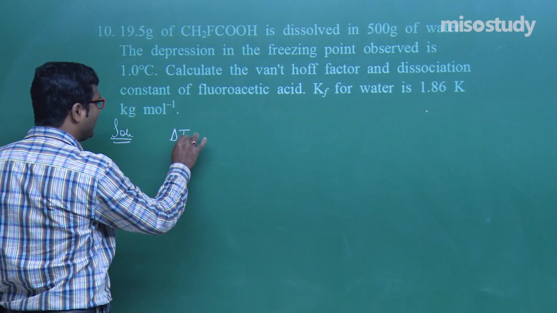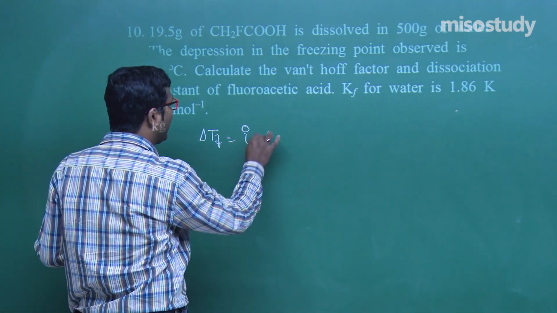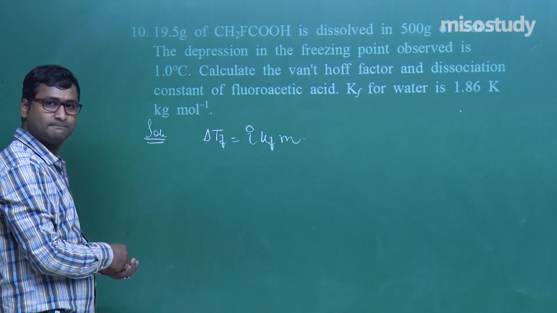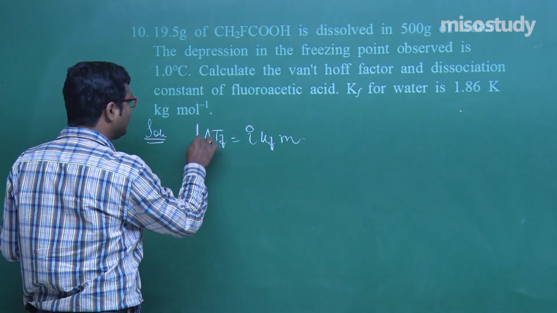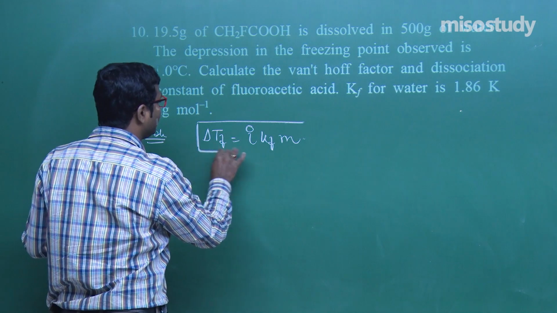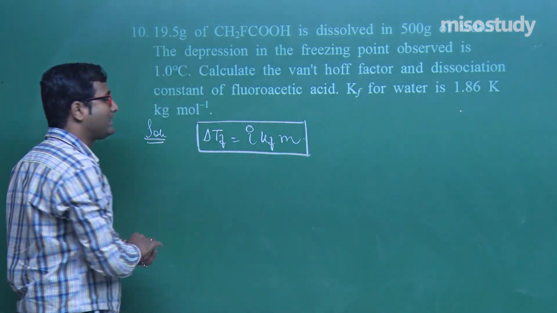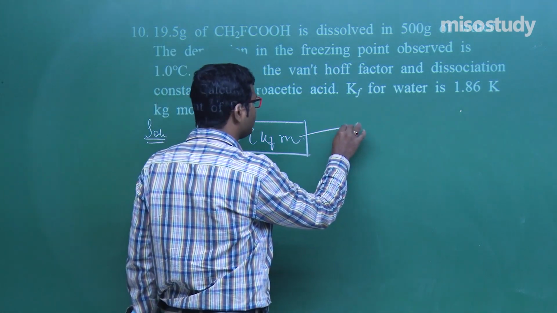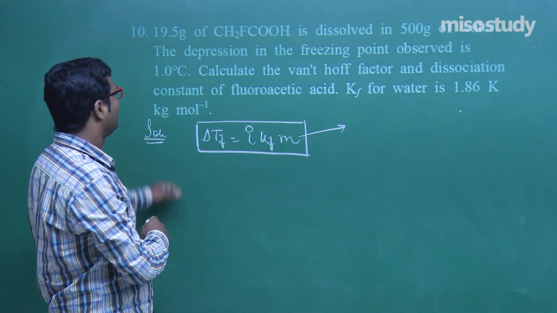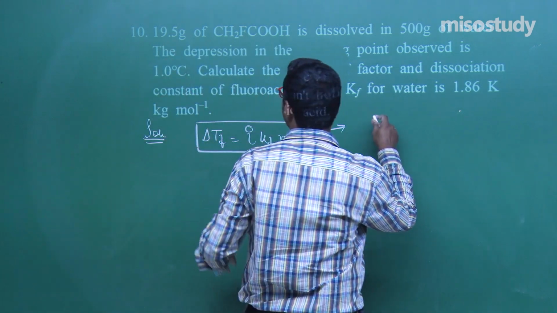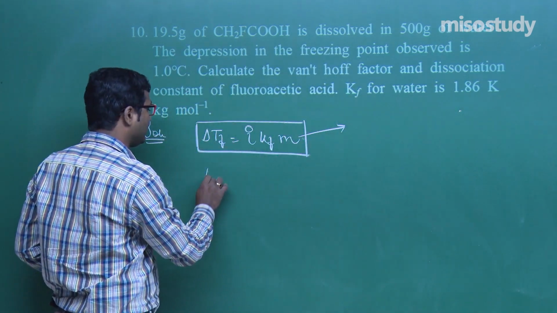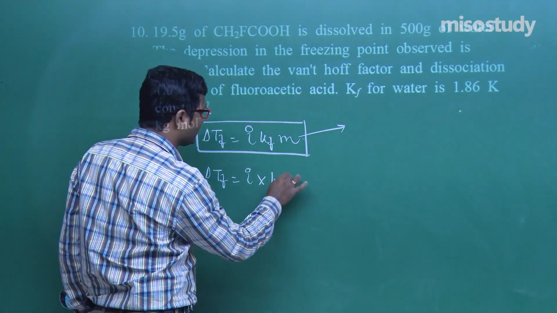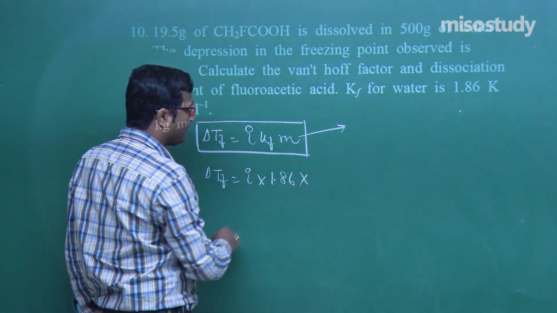As we know, delta Tf is equal to i Kf into m. Clear, my friend? What I am telling, delta Tf is equal to i Kf into m. And what is the molality, my friend, in this case? We know molality is equal to given mass. Given mass here, that is 19. Wait for a moment. Delta Tf is equal to i into Kf. Kf is equal to 1.86.